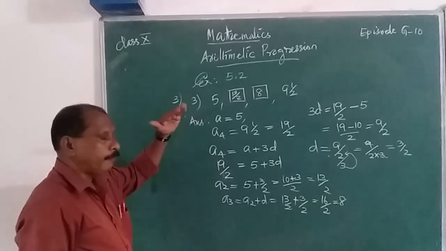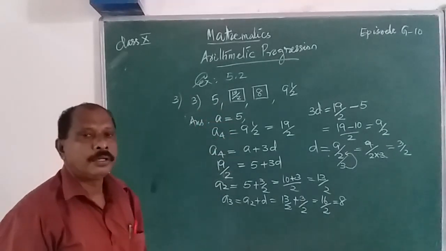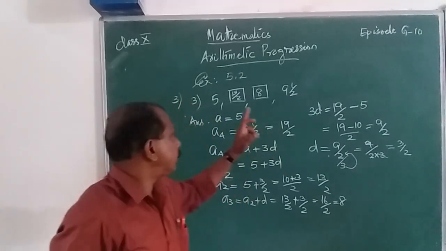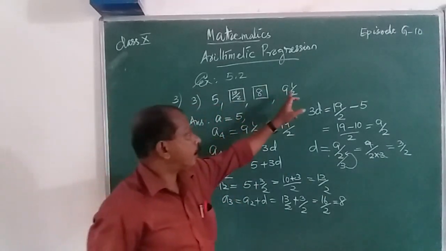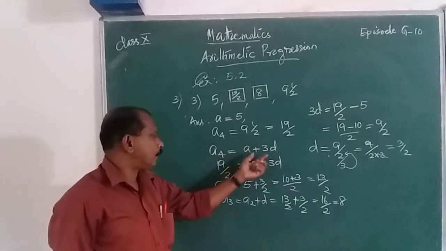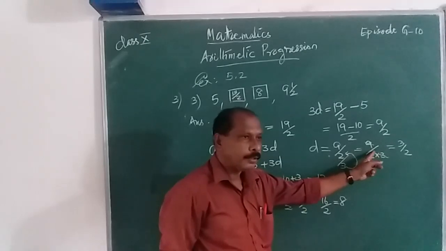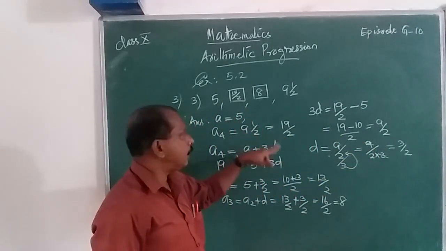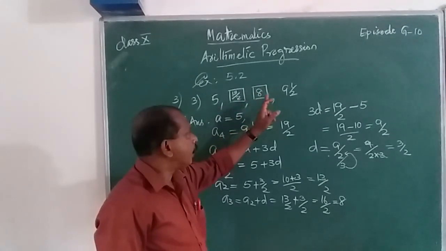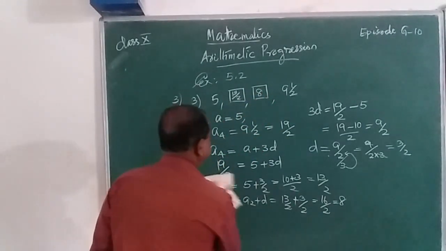That means we know that there are two missing terms between 5 and 9 and a half. Between 2 means how many terms? 4 terms. Therefore, first term is 5 and the fourth term is 9. Using the formula A4 is equal to A plus 3D, we get the value for D. Then, first term plus D, we get the second term. Second term plus D, we get the third term. Third term plus D, we get the fourth term. Okay?